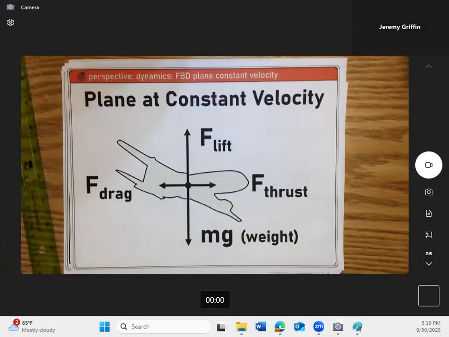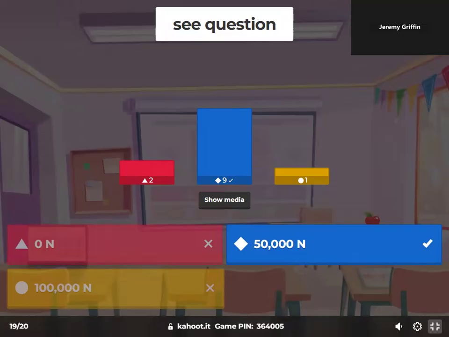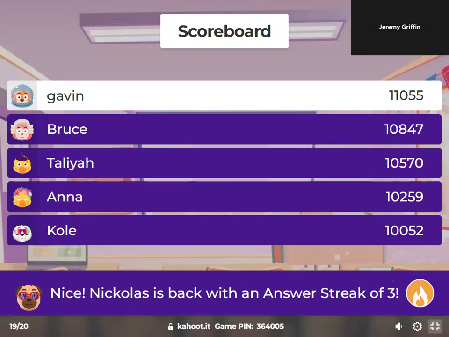Yeah, right. Boom. Awesome. I got Cole, Anna, Talia, Bruce, and Gavin. Nicholas backward. Streak of 3.